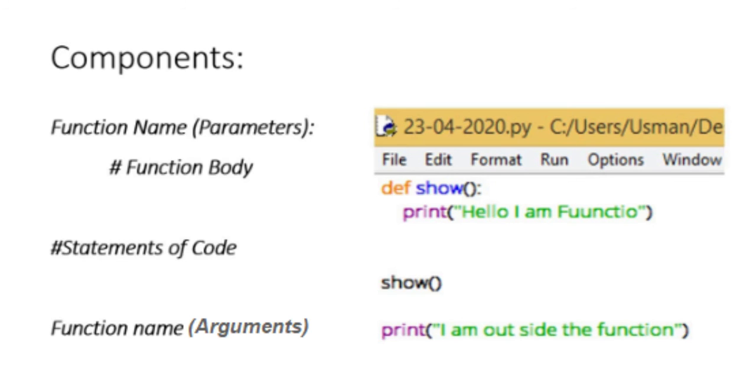We call the function name and parameters the signature. This is the function body or definition. And this is a function call in which the name of the function and arguments are present. Parameters are those values which we pass in the signature of the function definition, whereas arguments are those values which we pass at the time of the function call.